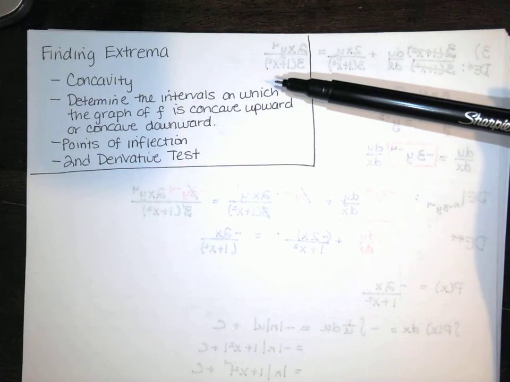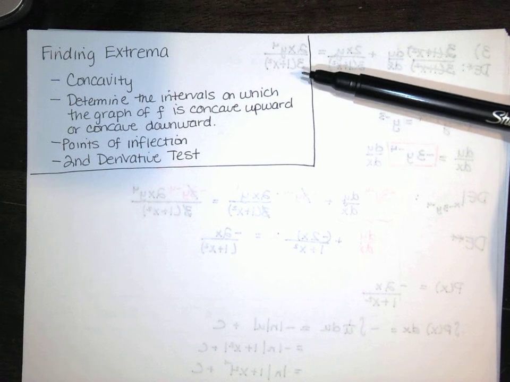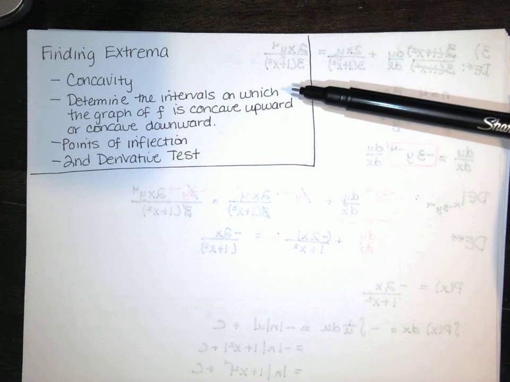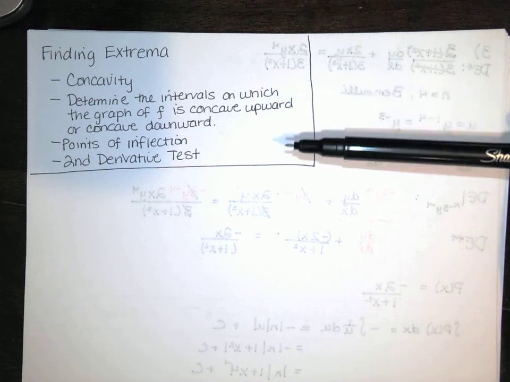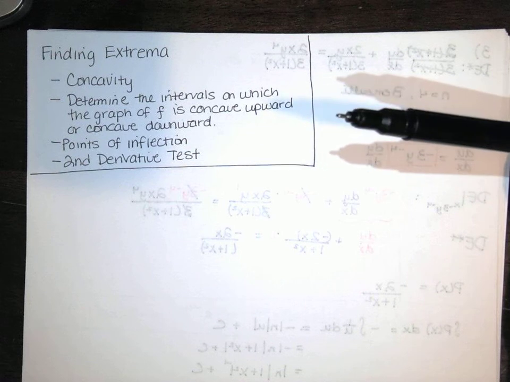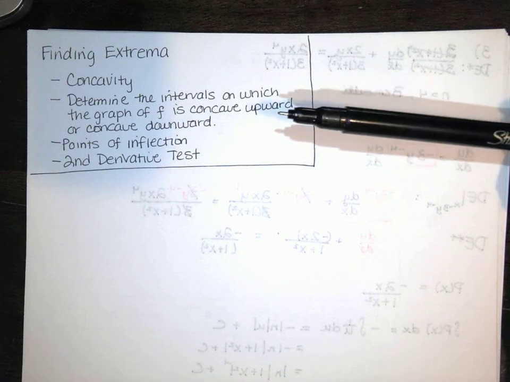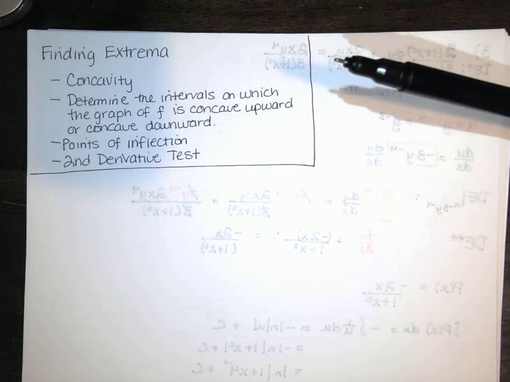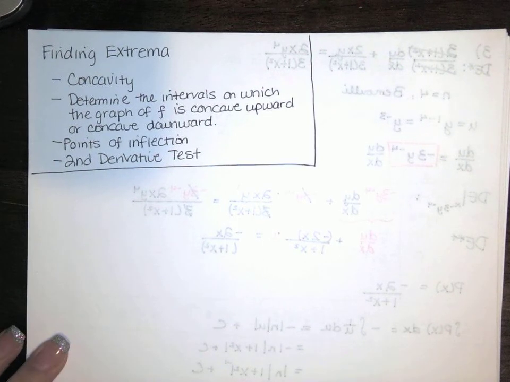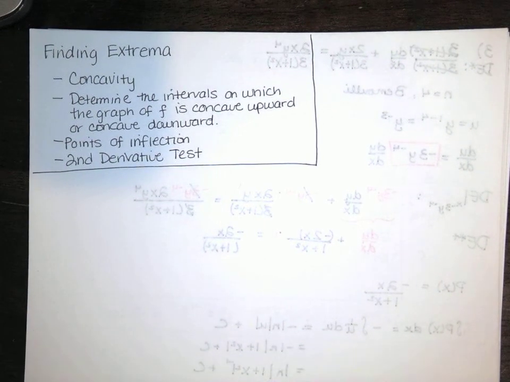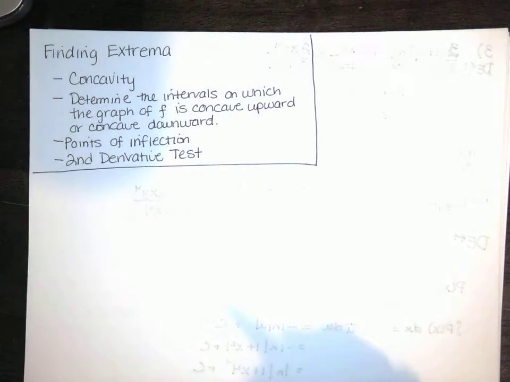The problem statements will generally ask you to determine the intervals where the graph of f is concave upward or concave downward. I'll show you how to do that. We'll discuss what's called a point of inflection. We'll define those, and then we'll define the second derivative test and use it to find some extrema, determine whether we have relative mins or relative maxes. But first, concavity.